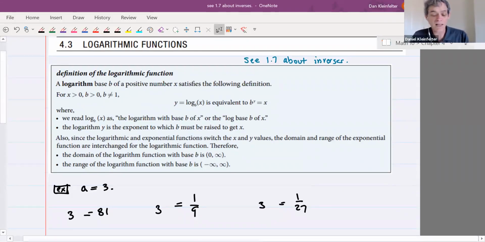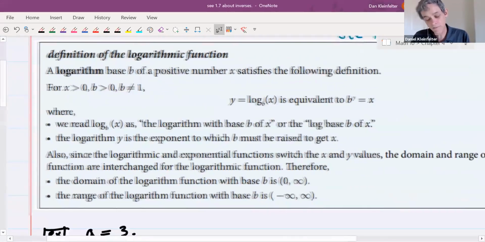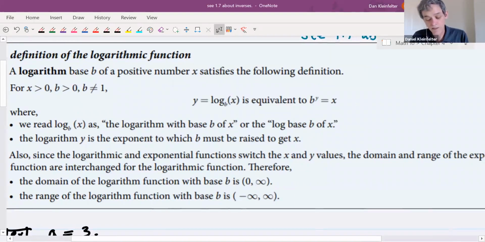So we're defining this thing called a logarithm. It's going to have a base b, just like the exponential functions have a base. Every logarithm function will have a base. The input to the logarithm needs to be a positive number, and it satisfies the following definition. For x's that are positive, which they'll always have to be, b needs to be positive, and b needs to not be 1. y equals log, that's the abbreviation for logarithm, with a subscript of b, that's the base, and then we're taking a logarithm of x. That's equivalent to b raised to the y power equals x.